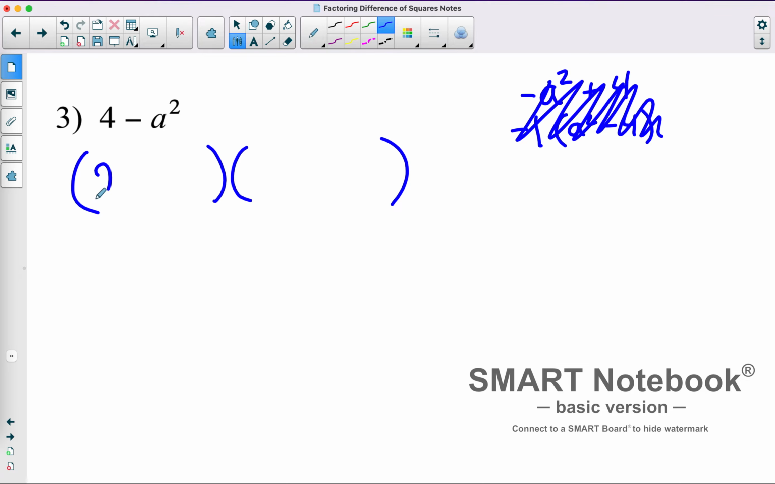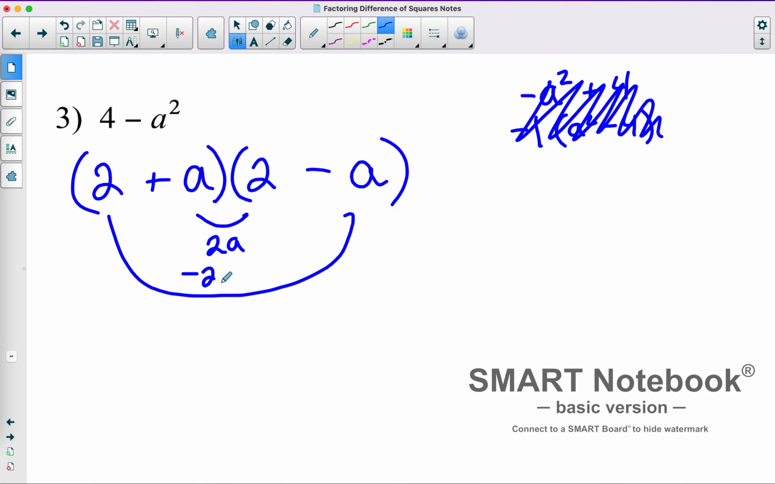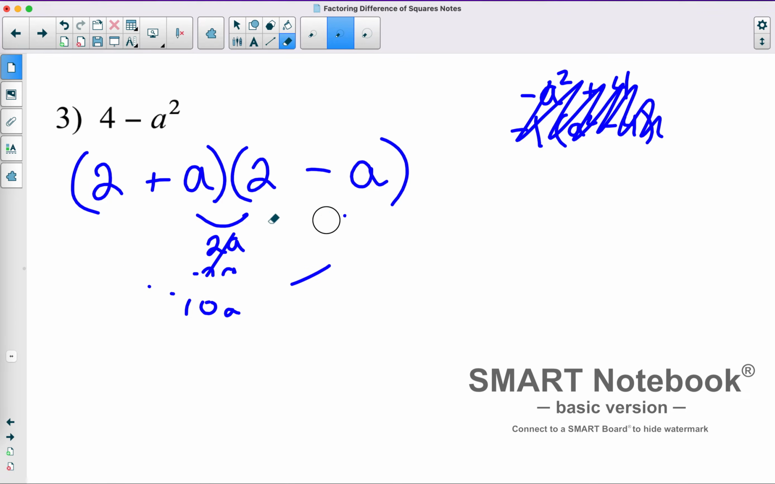4 came from 2 times 2. A squared came from a times a. We needed them to cancel out in the middle, so we have positive and negative, because that would be a 2a. This would be a negative 2a. Combines to give me 0a. So that's our difference of two squares there. It just looks a little bit backwards, but it started out backwards anyway. So 2 plus a and 2 minus a.